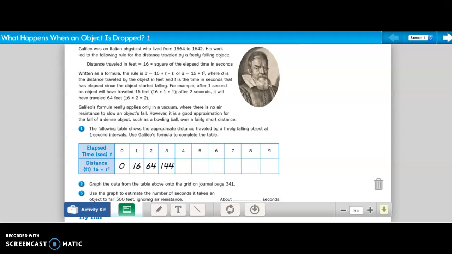So now with that new understanding of what an object falling in a vacuum actually looks like, let's go back to our page. It says, however, it is a good approximation for the fall of a dense object such as a bowling ball over a fairly short distance.